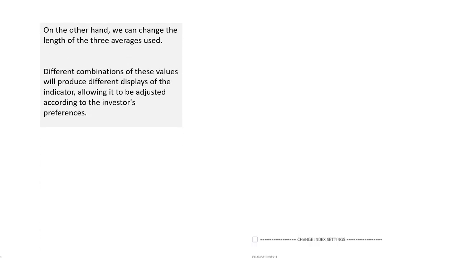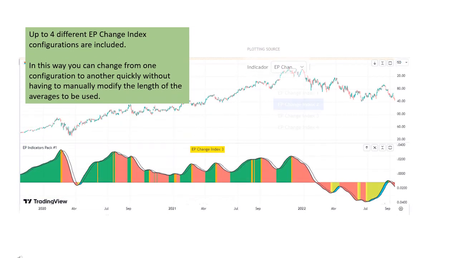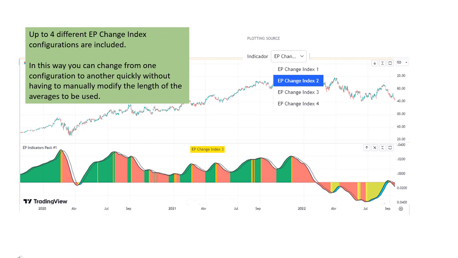On the other hand, we can change the length of the three averages used. Different combinations of these values will produce different displays of the indicator, allowing it to be adjusted according to the investor's preferences. Up to 4 different EP Change Index configurations are included. In this way you can change from one configuration to another quickly without having to manually modify the length of the averages to be used.